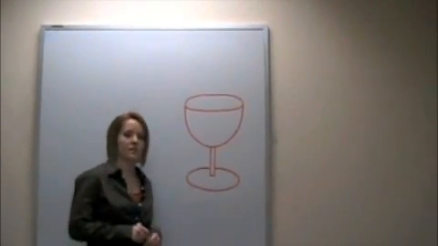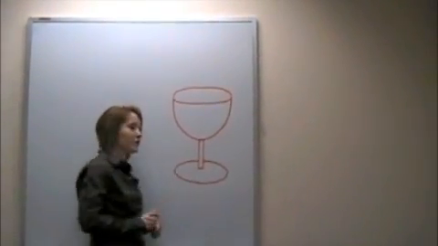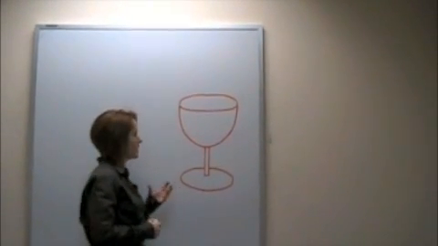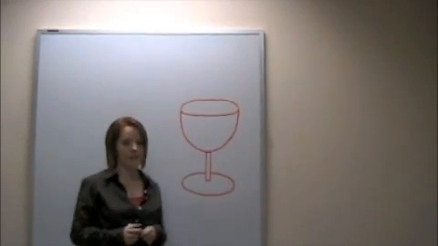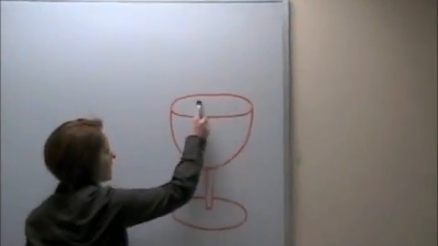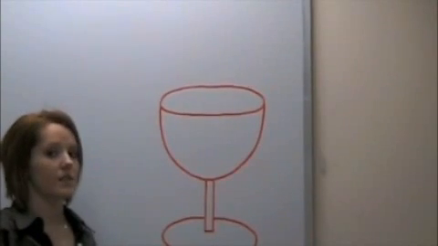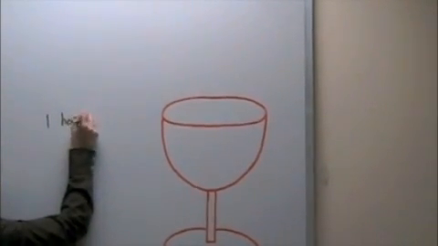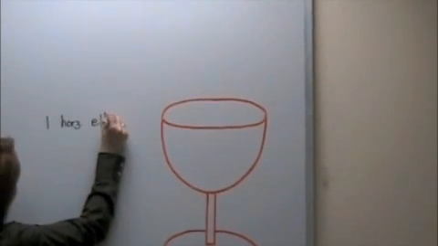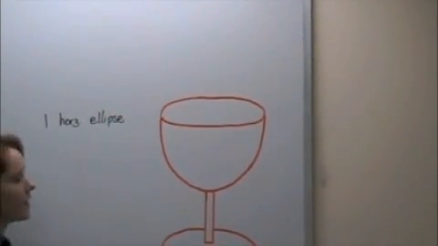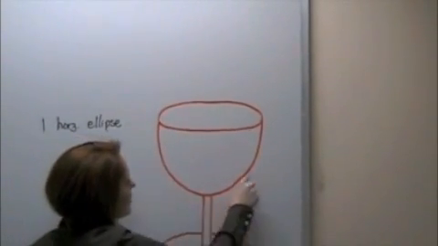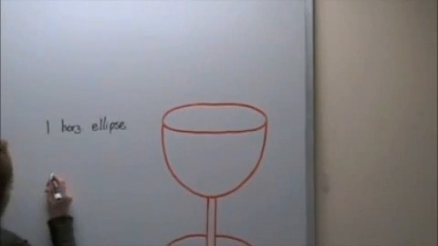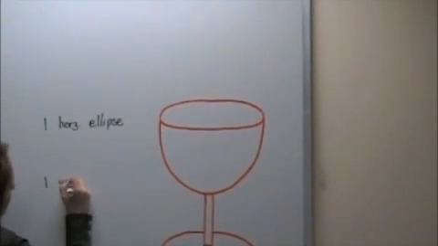The focus task for this unit is to recreate this wine glass using only the functions that we have learned so far. In order to do that, we need to start looking at what kind of functions make up this wine glass. If we start at the top, we can see we have one horizontal ellipse. As we move down, this kind of looks like half of a vertical ellipse. So let's put that down as one vertical ellipse.